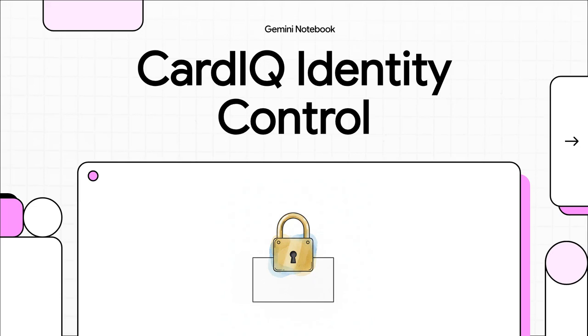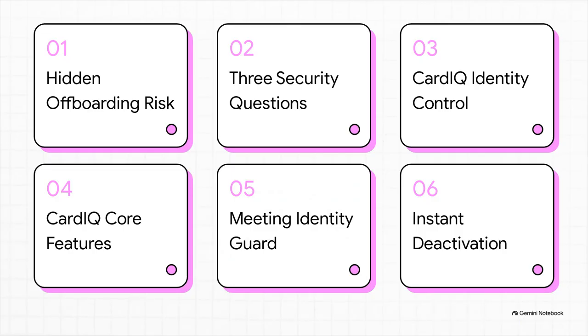Today we're diving into a major, and honestly, a completely overlooked cybersecurity vulnerability. We spend an absolute fortune locking down our firewalls and our internal networks, but have you ever stopped to think about what happens to your company's public face when an employee leaves? It's a huge blind spot. So today, we're going to explore how a platform called CardIQ fundamentally flips the script on how organizations handle offboarding and corporate identity control. Okay, let's jump right in.